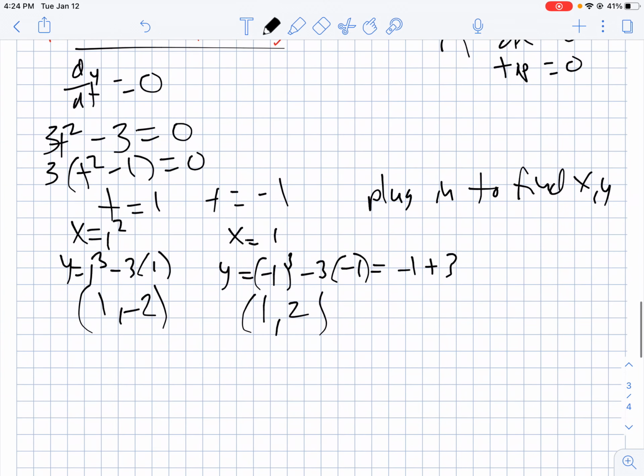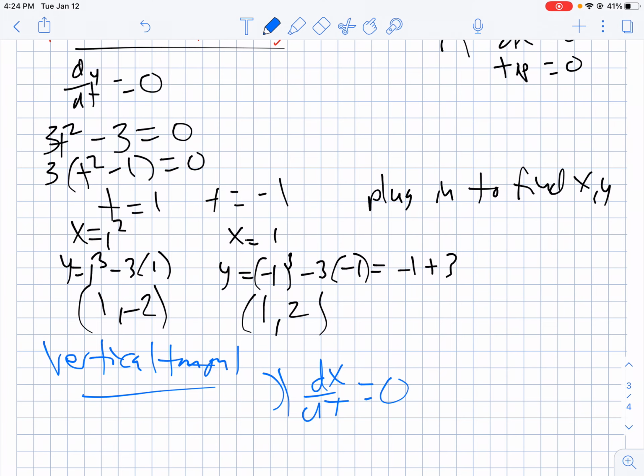Now, I'm not going to do it, of course, but if you had a vertical tangent, you would follow the same thing. A vertical tangent would be where your dx dt is equal to 0. All right, and then you do the same process.